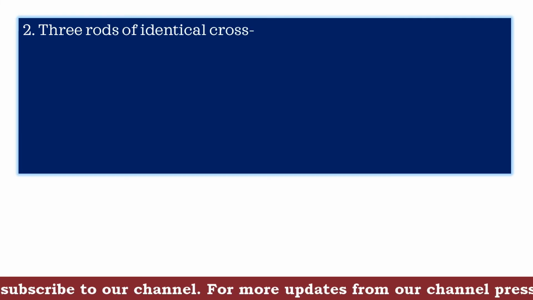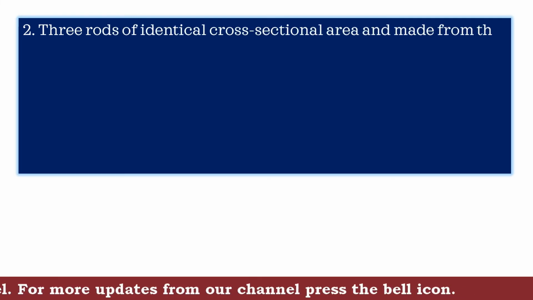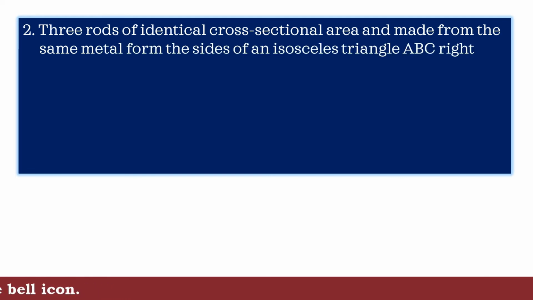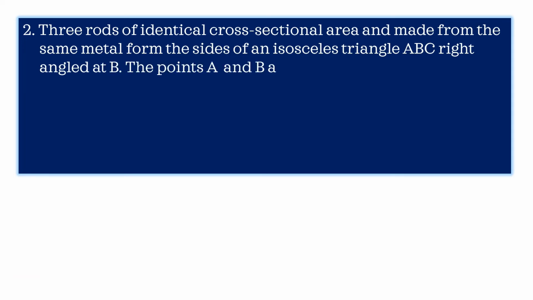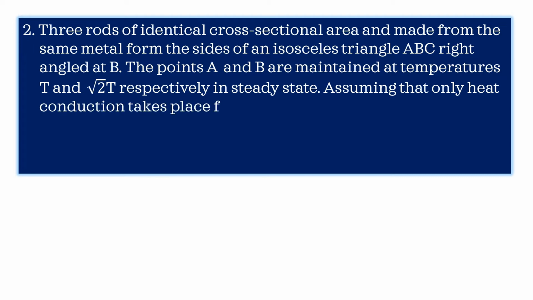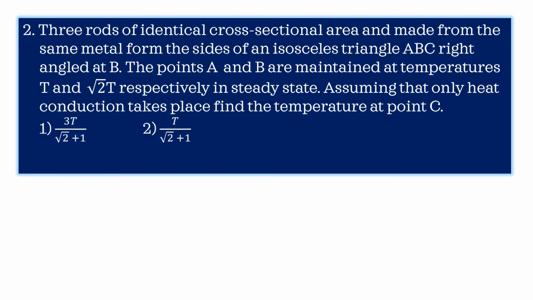Three rods of identical cross-sectional area and made from the same metal form the sides of an isosceles triangle ABC, right-angled at B. The points A and B are maintained at temperatures T and root 2 into T respectively. In steady state, assuming that only heat conduction takes place, find the temperature at point C. The options are 3T by (root 2 plus 1), T by (root 2 plus 1), 3T by (root 2 minus 1), and T by (root 2 minus 1).